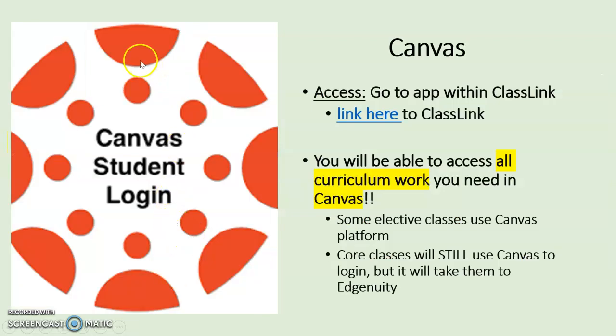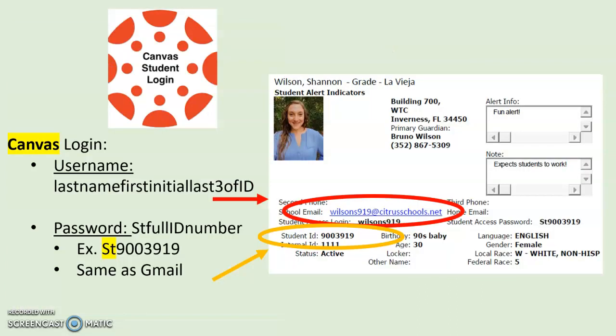In ClassLink, this is your Canvas icon. If you're not going into ClassLink and you need that link, it's there on the citrusschools.org website. When you're in Canvas, you need to access your electives, which will use just the Canvas platform, and your core classes will still have Canvas as their whole page, and you'll do work within Canvas even though it will be taking you to Ingenuity. Your Canvas login, if you need it, is the same as your ClassLink.